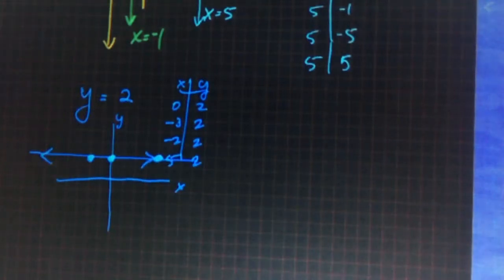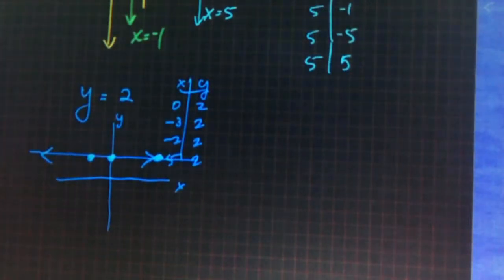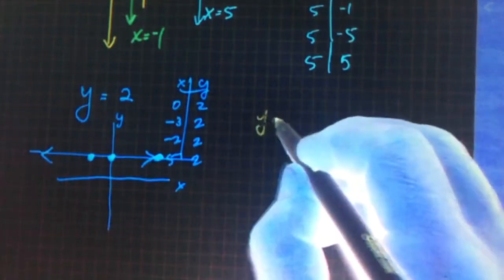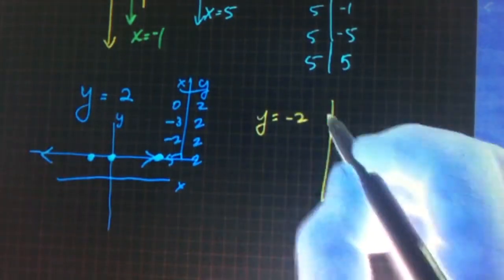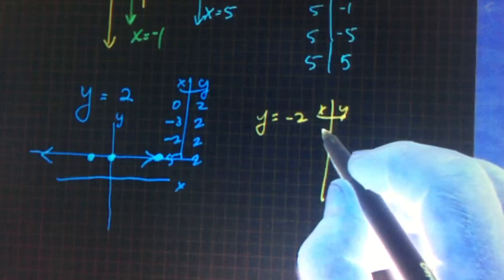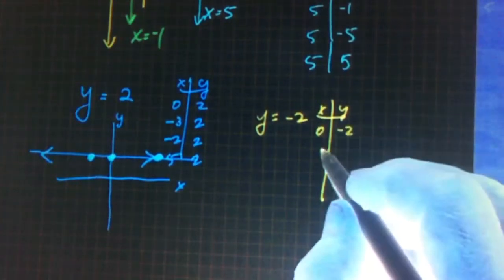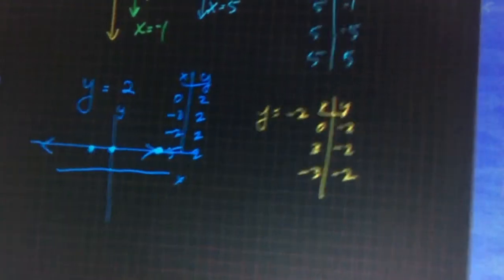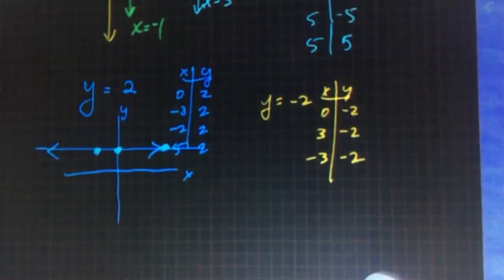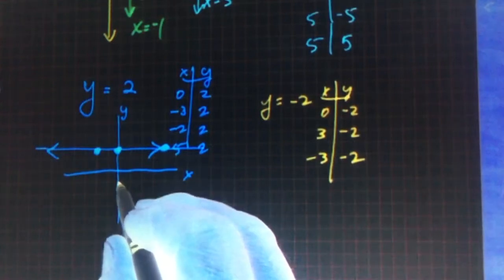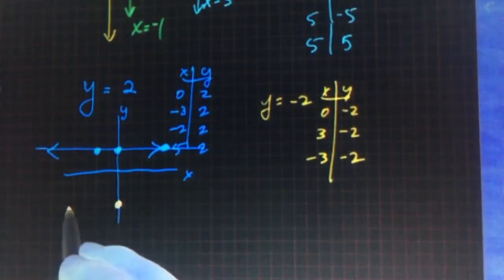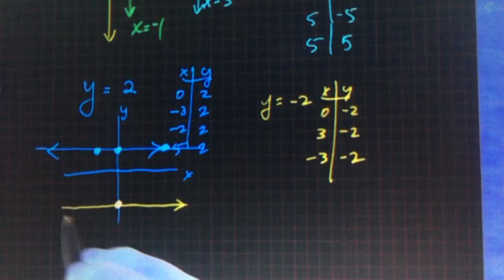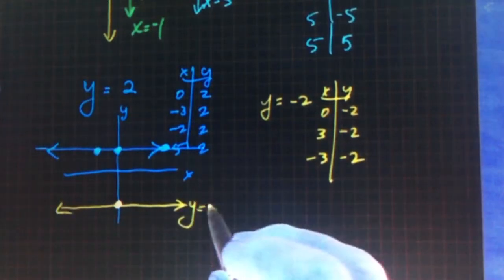So similarly, if we pick, say, y equals -2, I'll pick a different color. Again, we're going to get the same idea. So y equals -2. We'll put a little table together. And no matter what I choose for x, I'm going to get y is -2. This is always going to be this way. And I'm going to draw freehand a line that goes through there. And this is the line y equals -2.